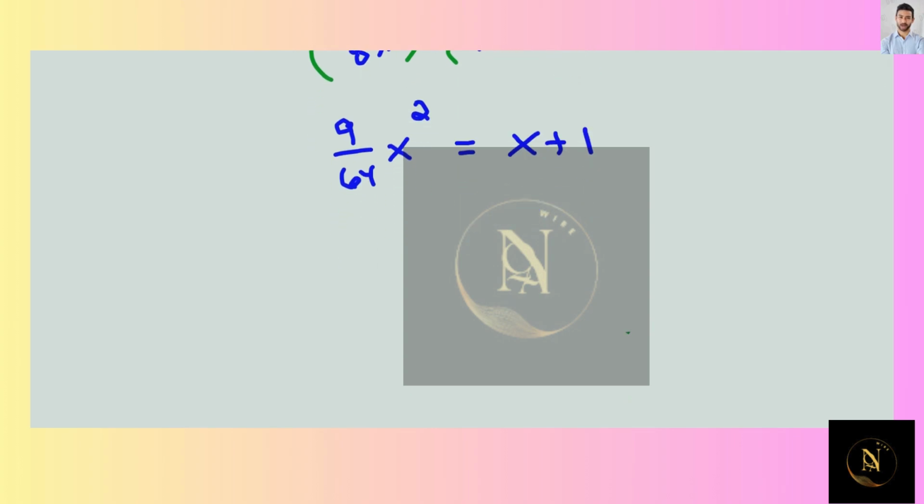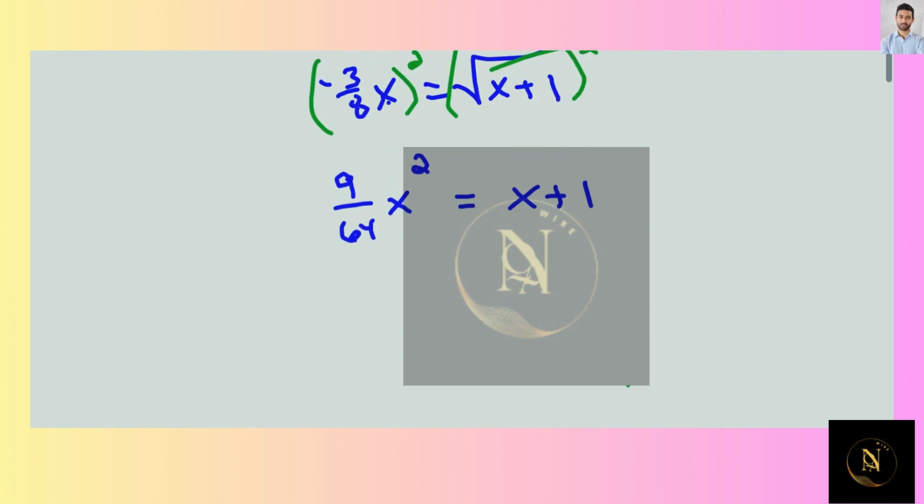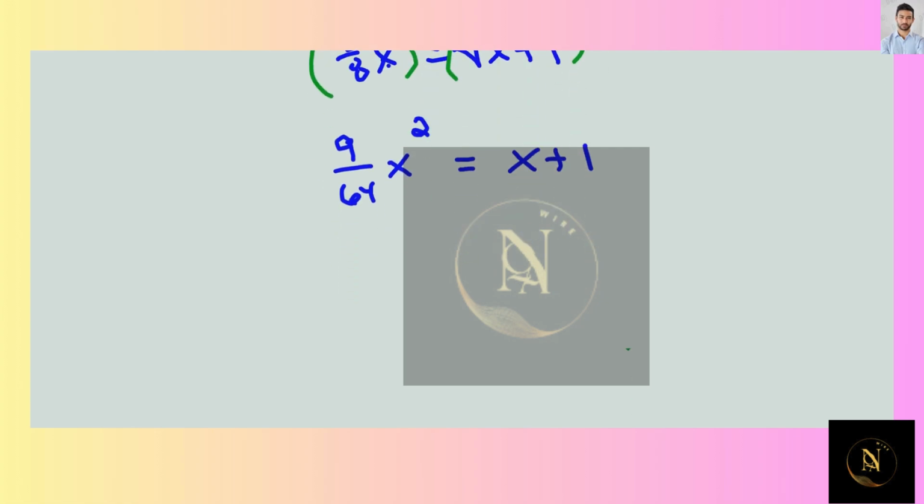Now we're dealing with a quadratic. And so let's say it's 9/64 x squared minus x minus 1 equals 0. Since it's a quadratic, we'll set it equal to 0. And now we could scale the whole thing by 64/9, just so that we have a nice x squared.